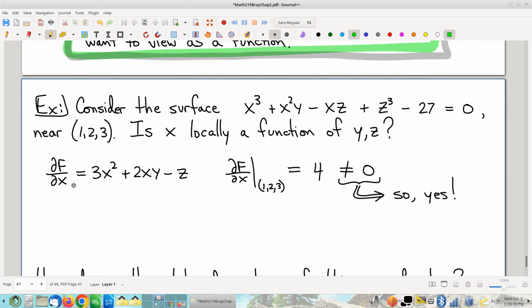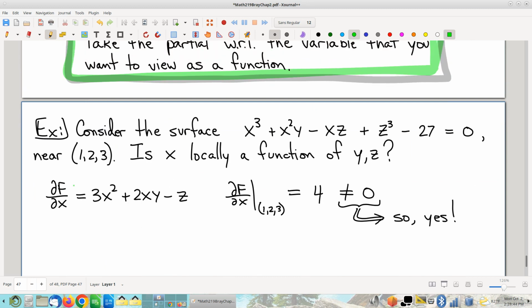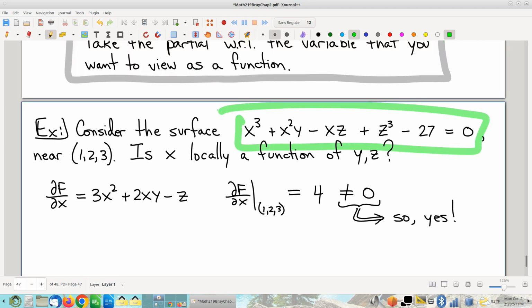Okay, so example. Here we go. Where's my button here? There we go. So here's an equation. Yikes. Cubic, multiply cubic. Bad. We don't like that. Question, is x locally a function of y and z near the given point 1, 2, 3? Can I view x as being a function of y and z? Well, don't try to determine that from the plot. I haven't got the slightest idea what this thing looks like.